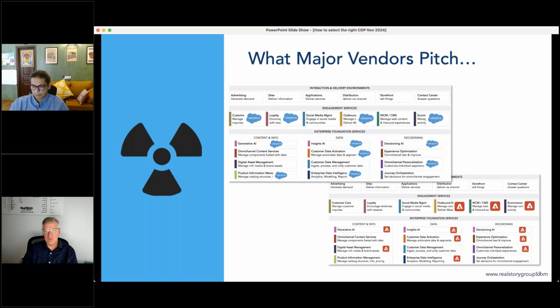them has gone all in with a single vendor like this. The future really is composable. Your CDP ought to be part of that composable decision. So that's just a little caveat that we'll throw out there.